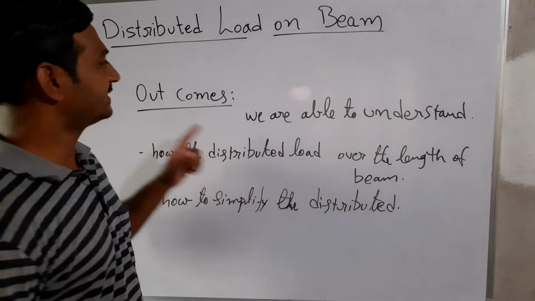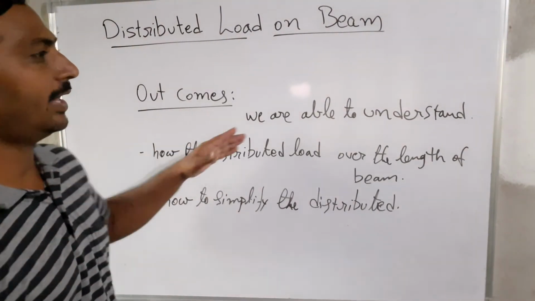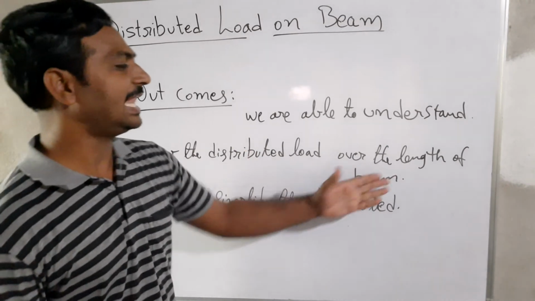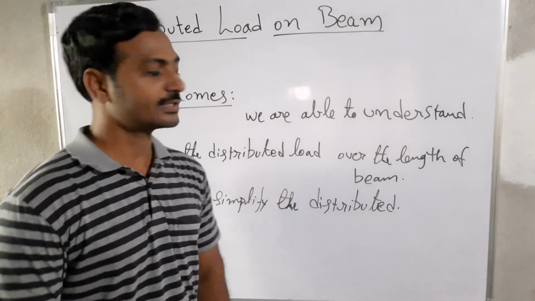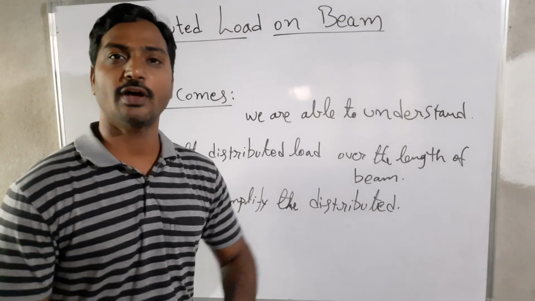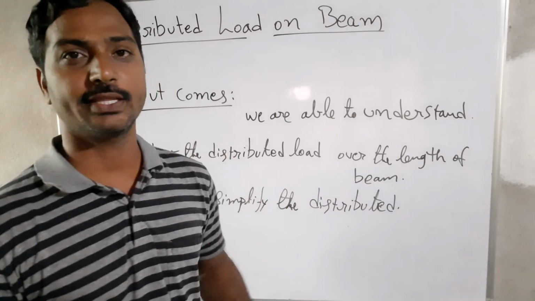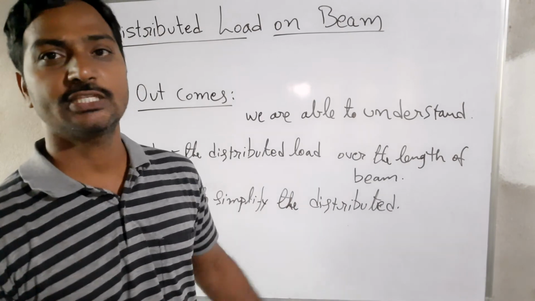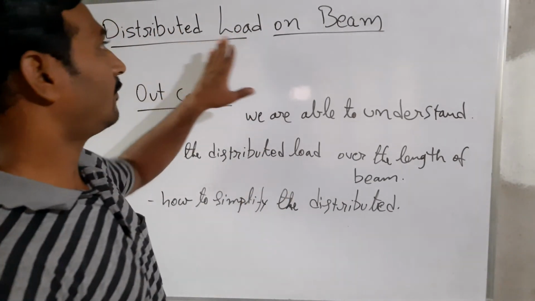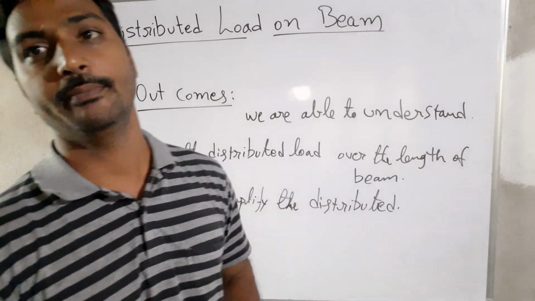So the outcome is that from the discussion we are able to understand how the distributed load over the length of the beam is represented, and how to simplify the distributed load in terms of point loads, how we have converted, that we have discussed. So this way we are discussing the distribution of load on a beam.